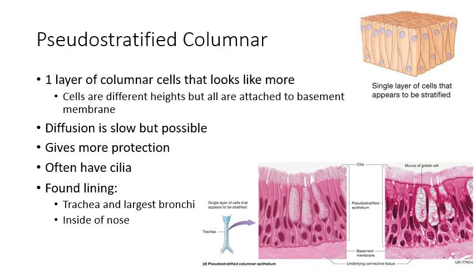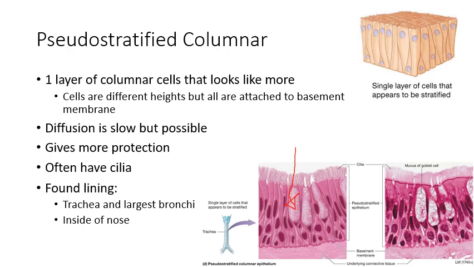Frequently, those cells are going to have cilia on them, and the tissue frequently will also have these special cells in here that make mucus. So pseudostratified columnar epithelium is frequently going to be coated with mucus and then have cilia.